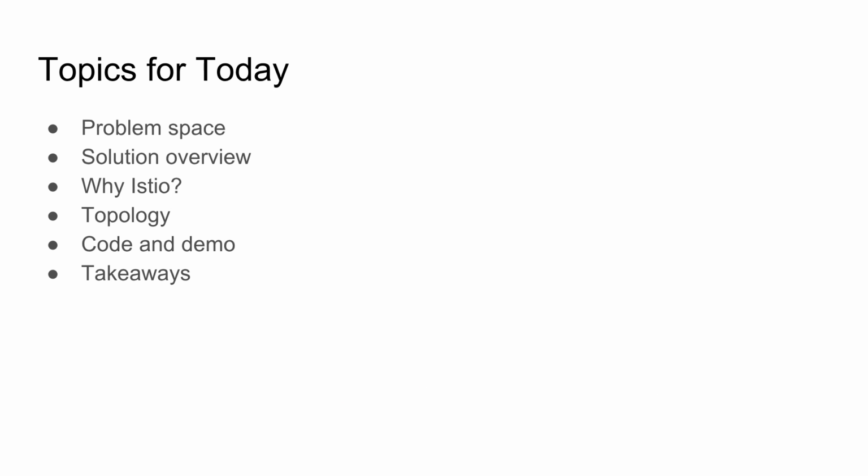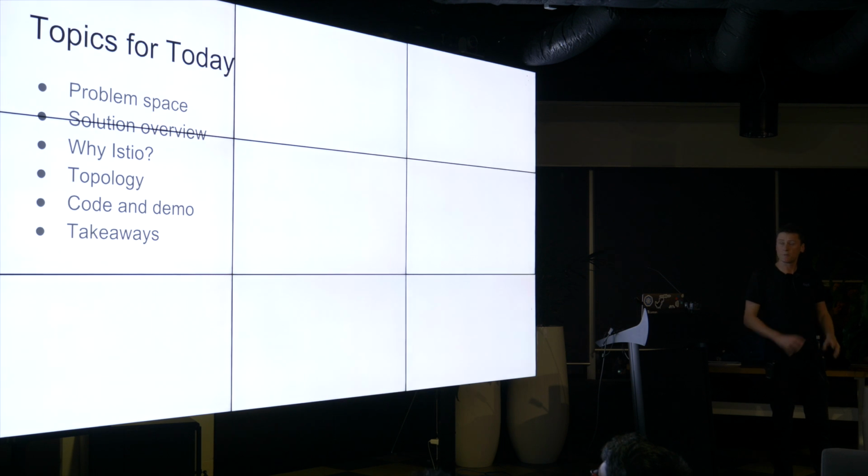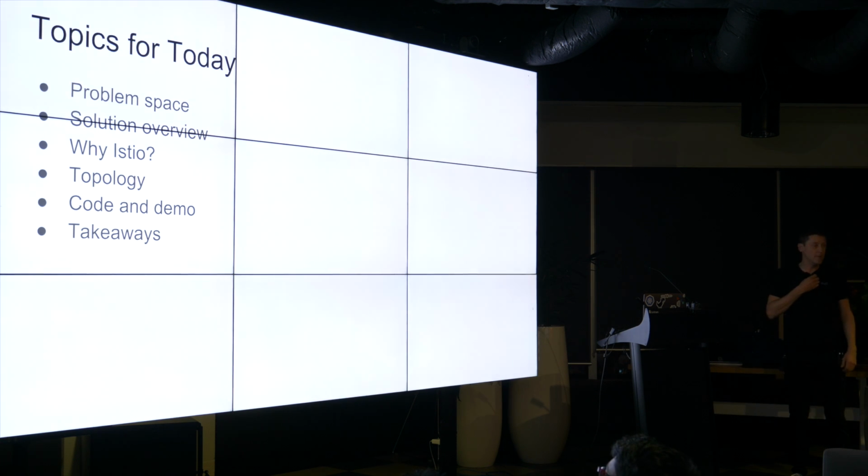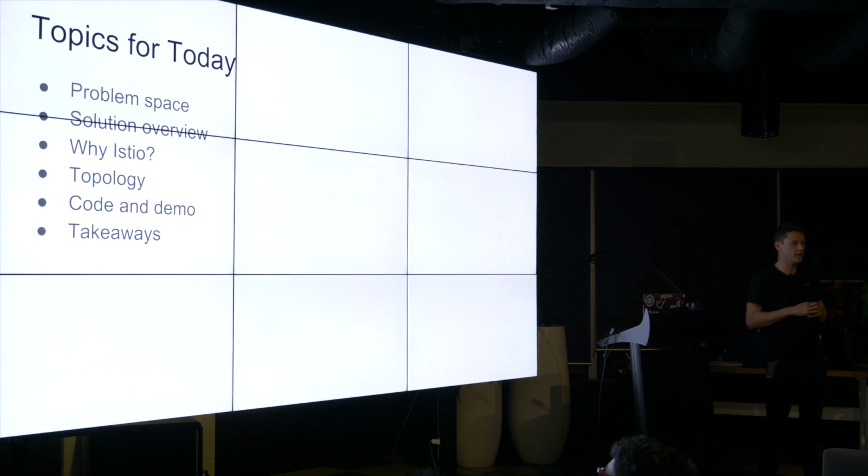In terms of topics for today, we will spend a little bit of time exploring the problem space. We are here to explore Istio in the real world, so we need to bring a little bit of the real world into the equation and explain the problem space we're working in. We'll then explain the overall solution that we're building, which will help put the use of Istio into context. We'll then walk through why we're using Istio, which will help understand when you might apply it, when it works well, when it doesn't.